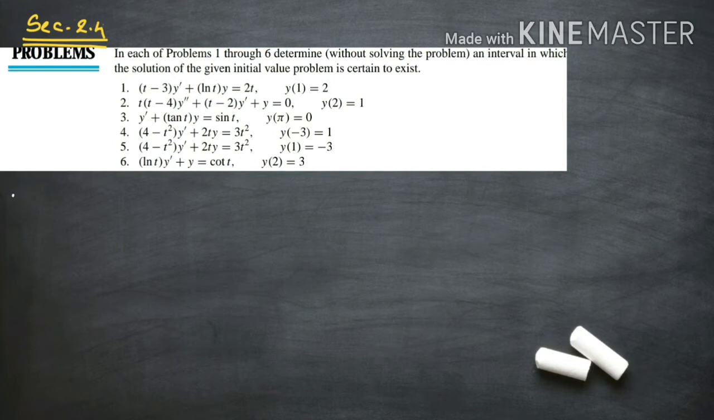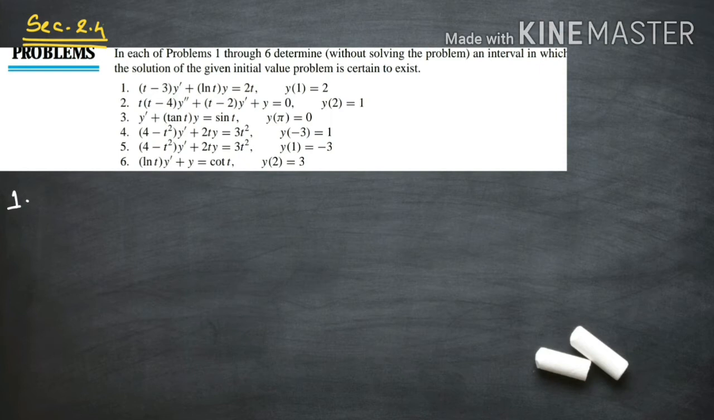Example 1. The problem is given as (t minus 3) y dash plus log t into y equal to 2t, with the initial condition y of 1 equal to 2. Here we can write the given equation in the standard form, where the coefficient of y dash should be 1. This is a first order equation, and we have to check whether it is linear or non-linear.